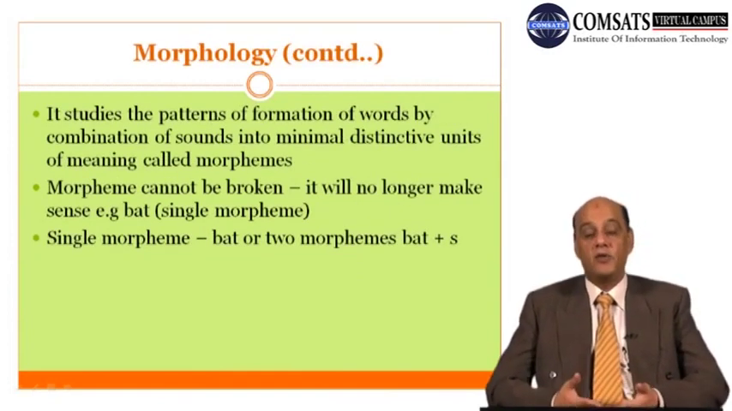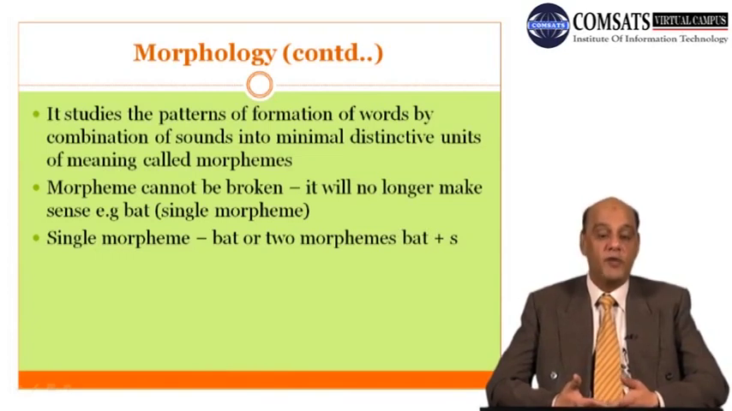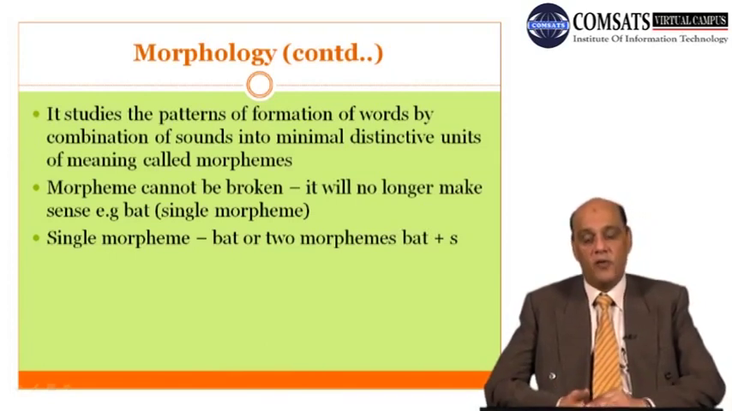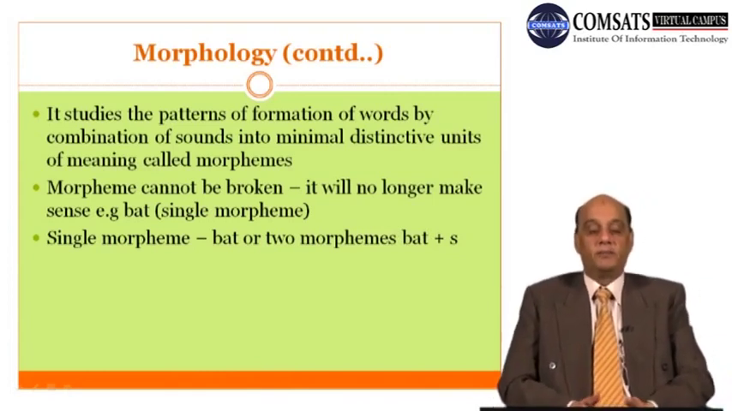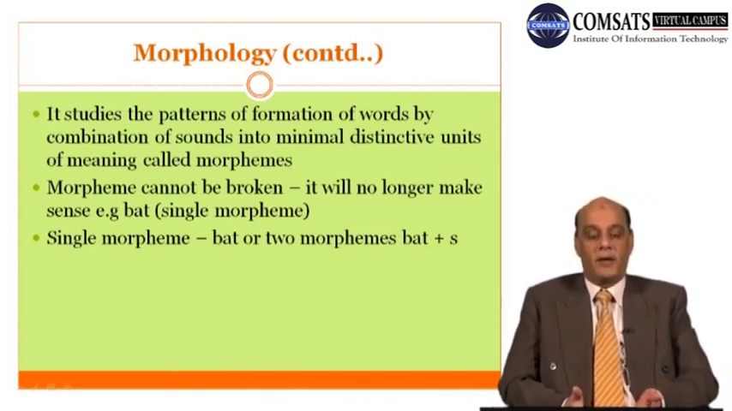It studies the patterns of formation of words by combination of sounds into minimal distinctive units of meaning called morphemes. Morphemes cannot be broken, or it will no longer make sense. For example, we have the word bat as a single morpheme, bat.